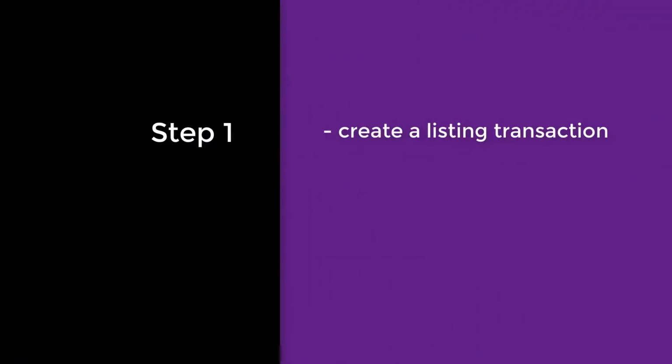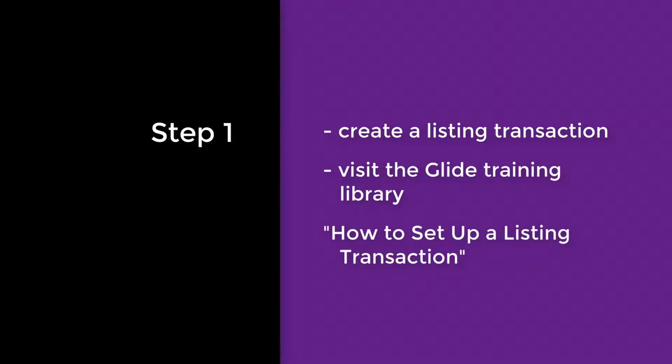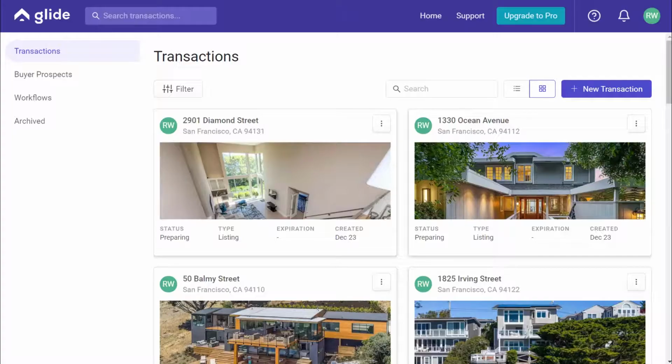The first step is to create a listing transaction. If you're not sure how to create a transaction, go to the Glide training library and look for the article, How to Set Up a Listing Transaction. The next step is to send an invitation.